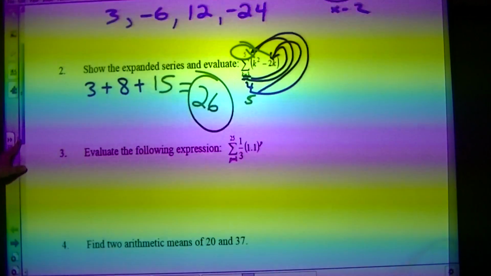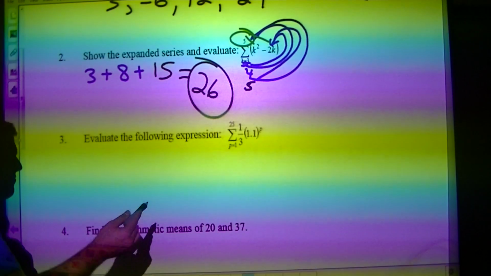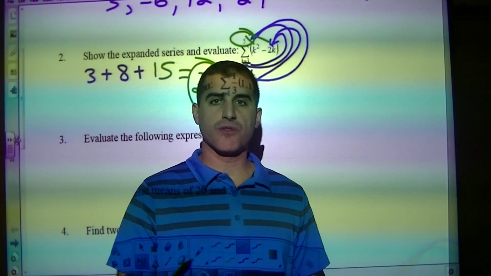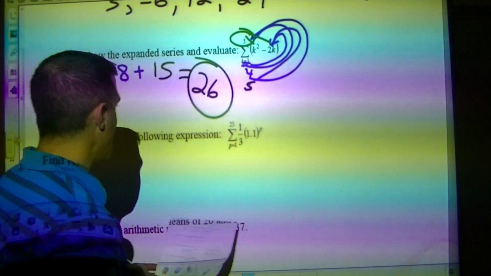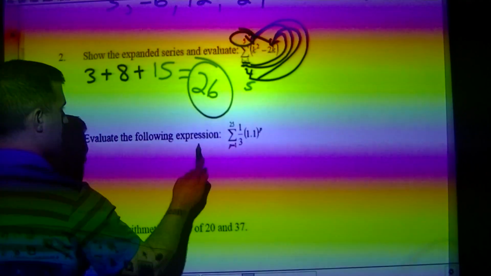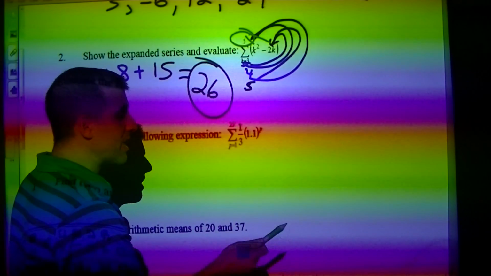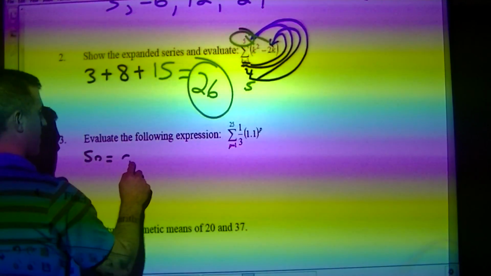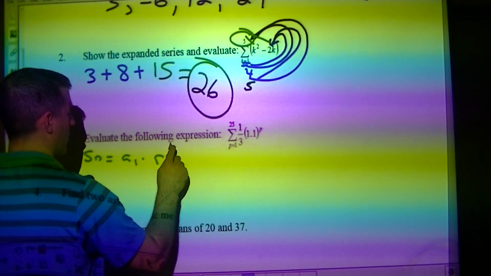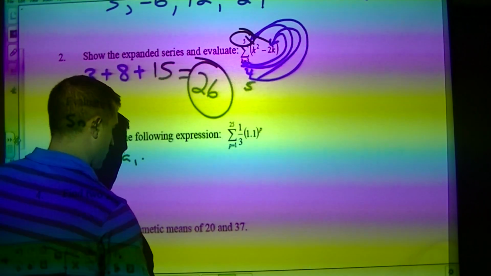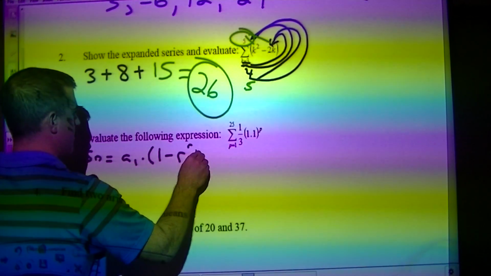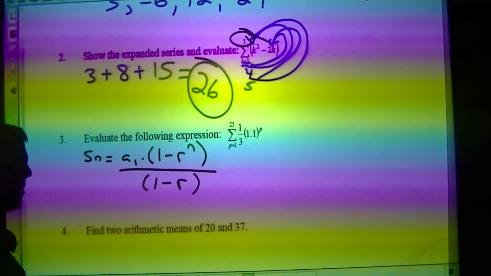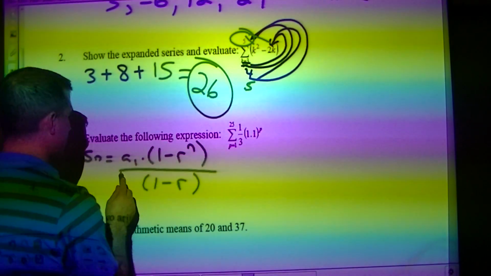Okay, number 3, it says evaluate the following. Now you have all the formulas. They're all in your notes. You should have these formulas. Now, what you're going to do for this, since that is a geometric series, I'm going to use the formula A1 times 1 minus r to the n over 1 minus r. So first I've got to get that first term.